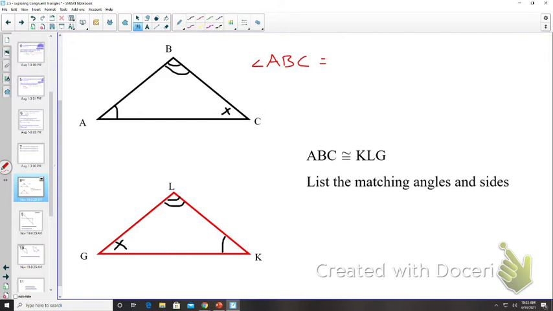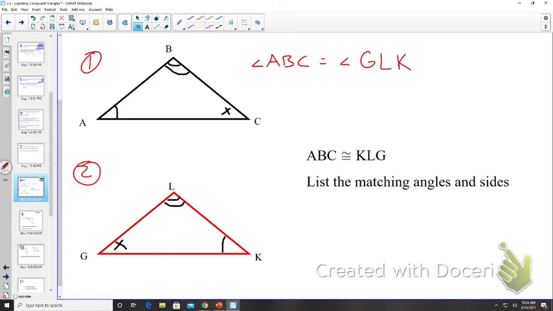Well, C and G. Okay, yeah, so they both have X's, right? I'm talking about B right now. So what angle in our second triangle matches angle B in our first one? L. Yeah, L, right? And remember, that's going to be GLK, because that's in the middle. So angle ABC is equal to angle GLK. It doesn't even make a difference if you would go KLG, as long as we have the correct letter in the middle, right?